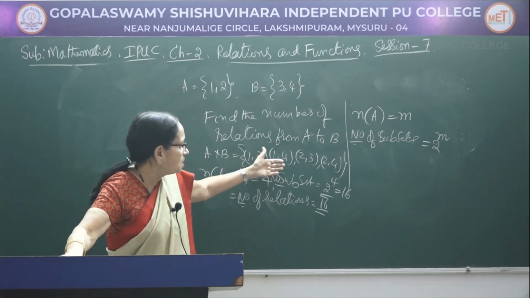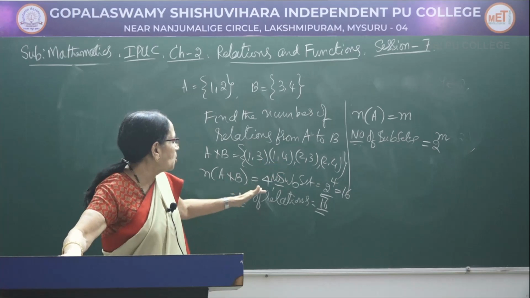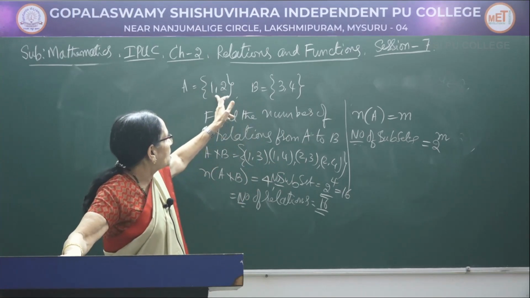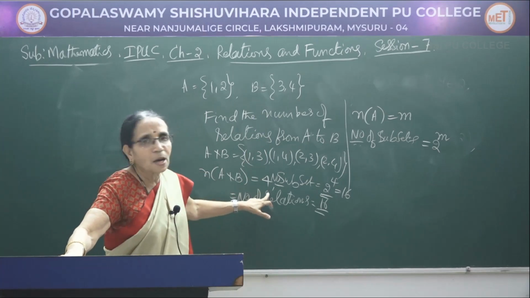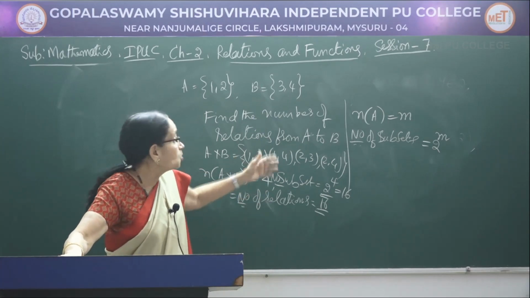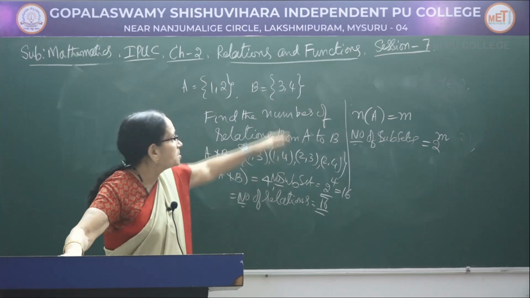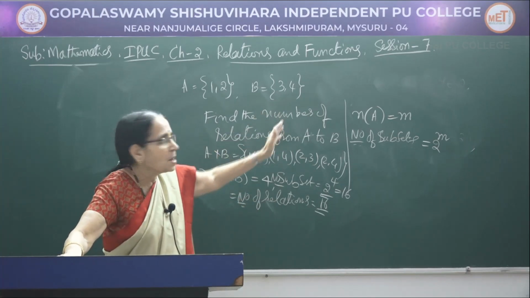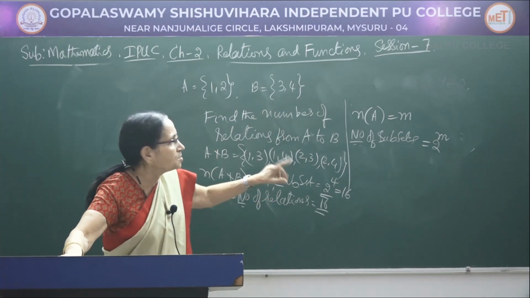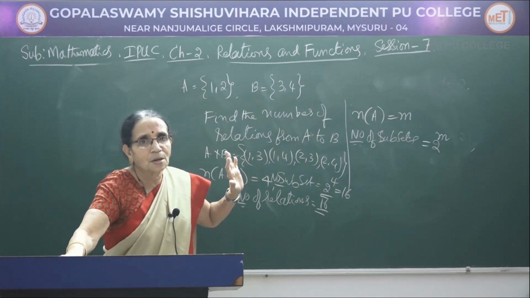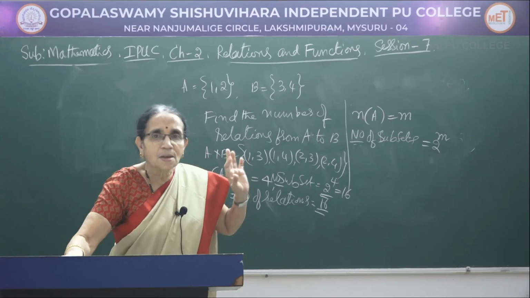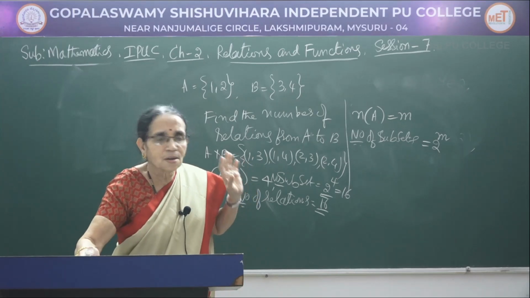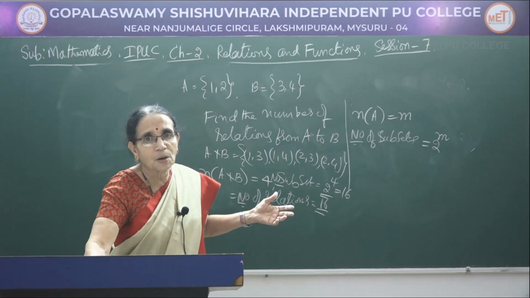Even that need not be calculated, directly you can write. When A has 2 elements, B has 2 elements, then n(A cross B) will have 4 elements, 2 into 2, that would be 4. Suppose it has 3 elements, let us assume. In that case now 2 into 3, that would be 6 there. So there will be 6 elements. How many subsets are possible? 2 to the power 6. And each subset can be taken as a relation, therefore that will be 2 to the power 6.